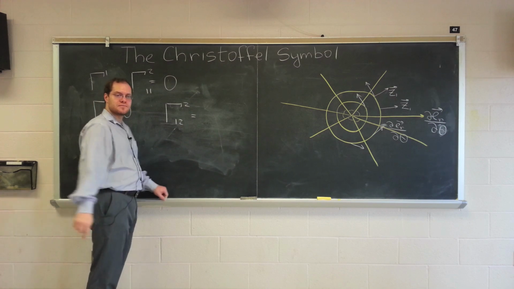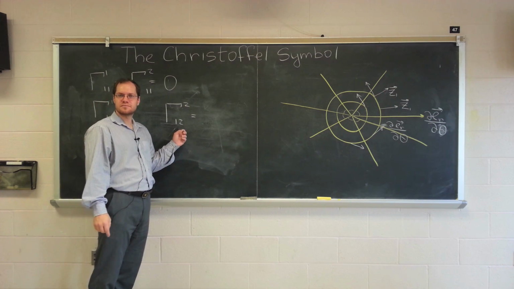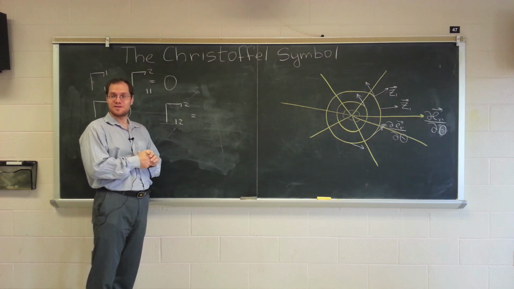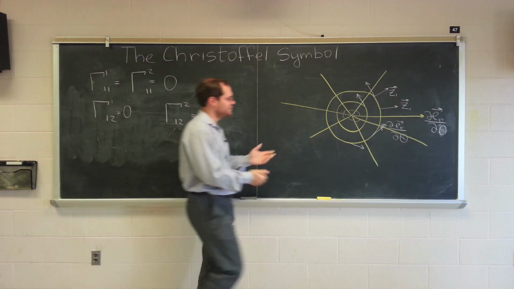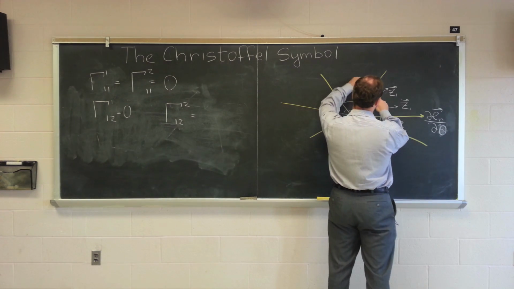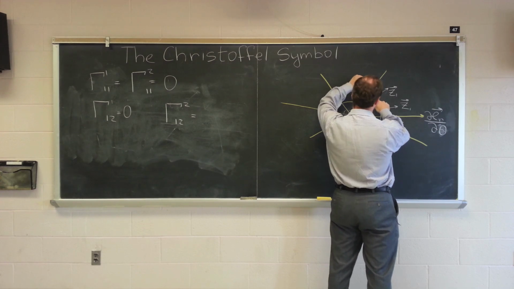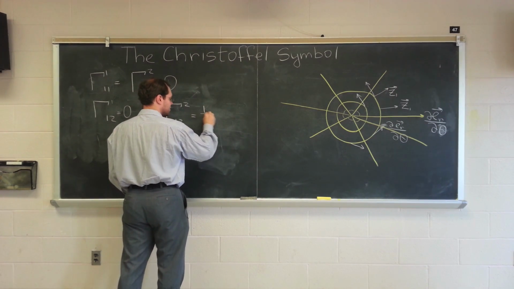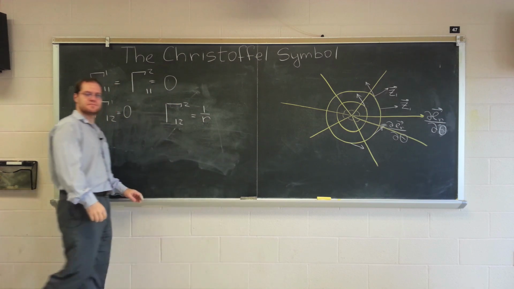This is the interesting one. So what is this one? 1 over r. That's right. The basis vector itself, E sub theta, is length r, and you have to decompose a vector of length 1. So it's 1 over r. There you go.